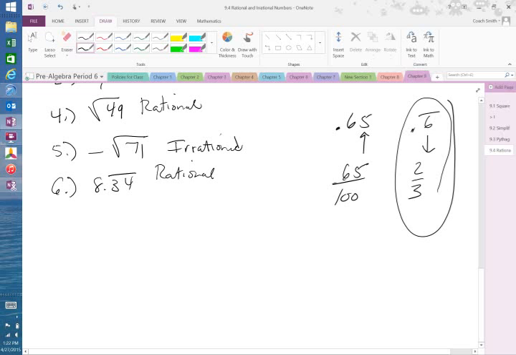It doesn't go on forever without repeating. See, the irrational go on forever and they never repeat the same order of digits or the same block of digits or the same digit over and over. There's a difference. This is 8.34, 34, 34, 34, and it just keeps going. That's a rational number because I can make it as a fraction.